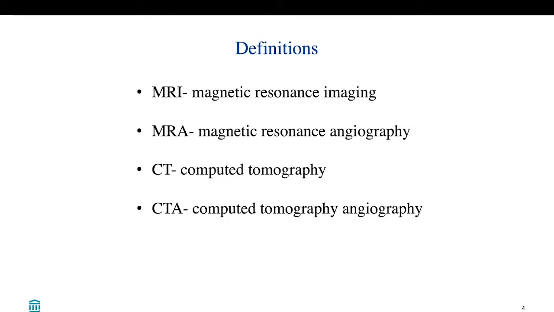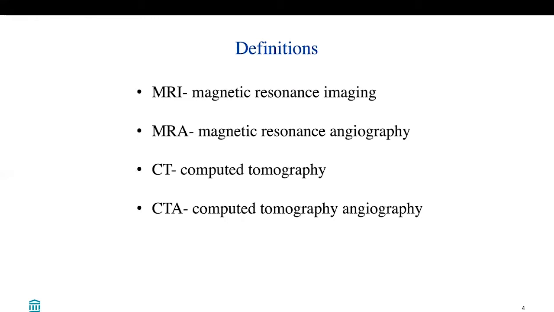Before we continue along, I just want to provide some useful definitions. MRI stands for magnetic resonance imaging, and this technique uses magnets to help image the body and create pictures of different parts of your body. Next is MRA, magnetic resonance angiography, which uses a similar technique as MRI to image blood vessels and blood flow.